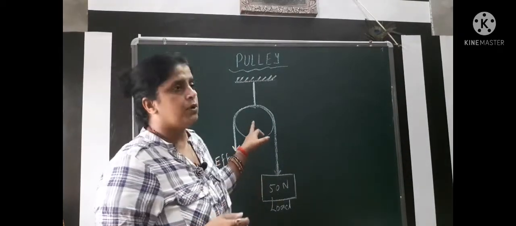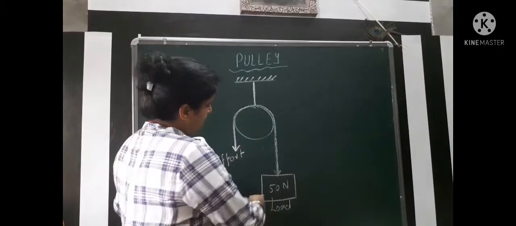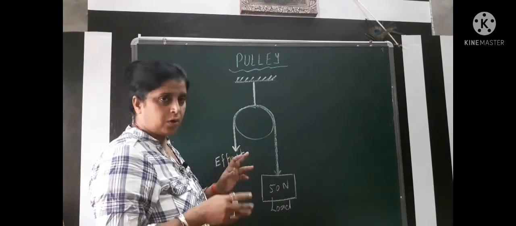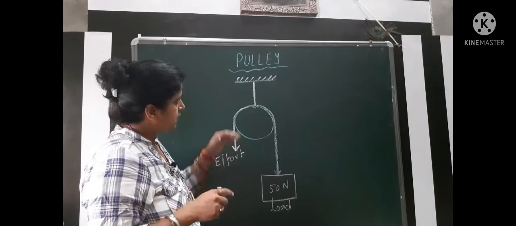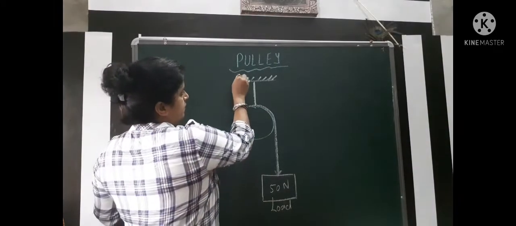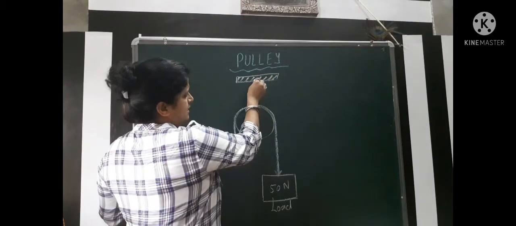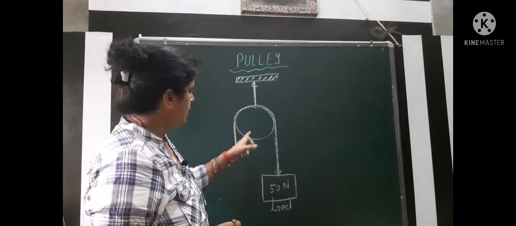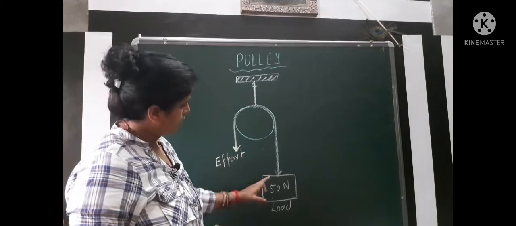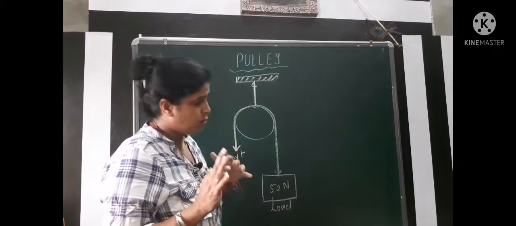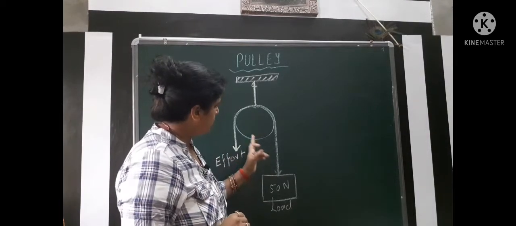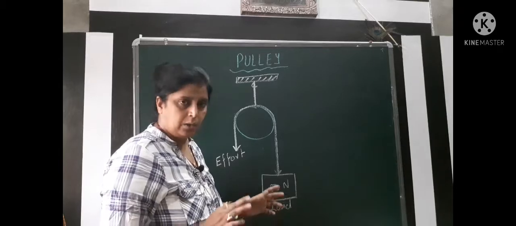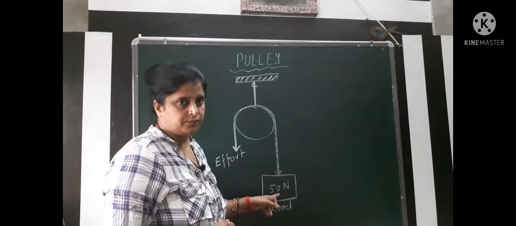You just think this is a pulley and here is the load. A person wants to lift it with the help of the pulley. What is going on here? See children, this is a rigid support. Maybe it is hung from the wall or hooked somewhere, and this is your pulley. The effort we will apply here to lift it. As it is a pulley, there is a single cable around it, and this is the weight load of 50 Newton.